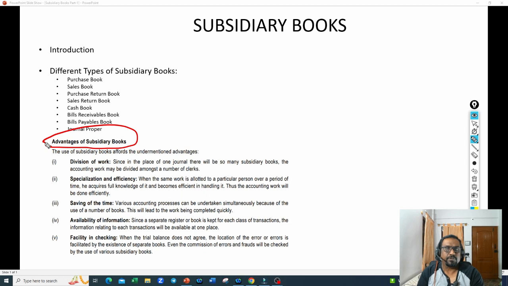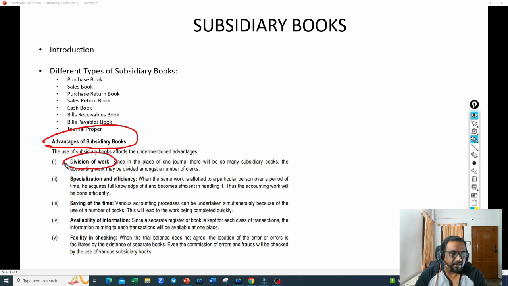I said subsidiary books are 8, right? So what are the advantages of maintaining subsidiary book? Previously we used to maintain one book called journal book from there to ledger, right? Here, instead of journal, you need to maintain 8 subsidiary books, right? So why do I need to prepare 8 subsidiary books? How is this going to be an advantage for me? That is something which we need to learn, right? So what are the advantages?